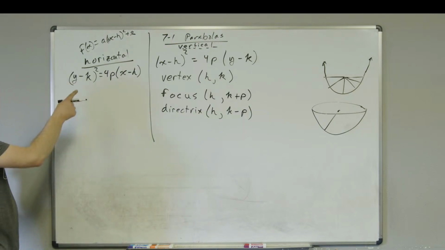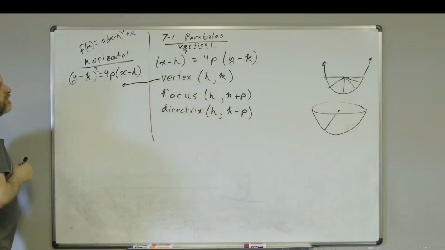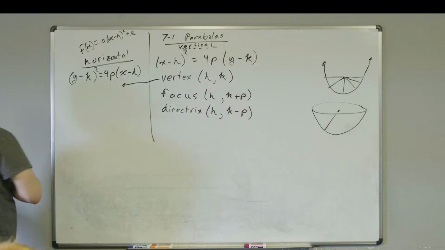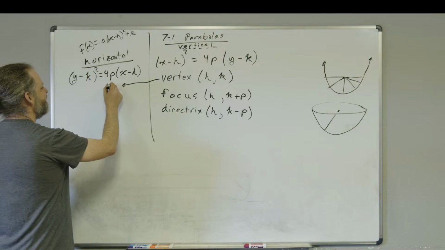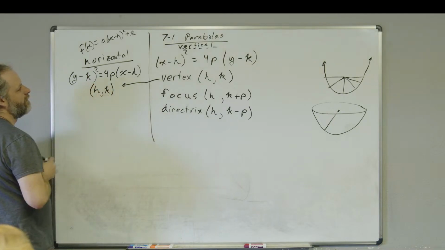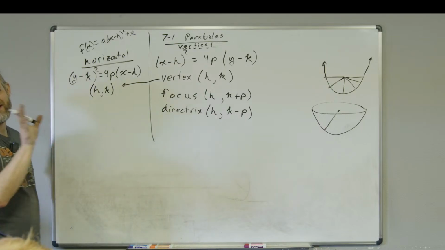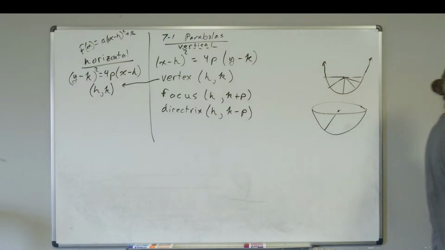So, how do you find the vertex from this one? KH? Or is it negative HK? There's only so many letters. I can guess eventually. HK. H still goes with X, K still goes with Y. It's still going to be at HK.